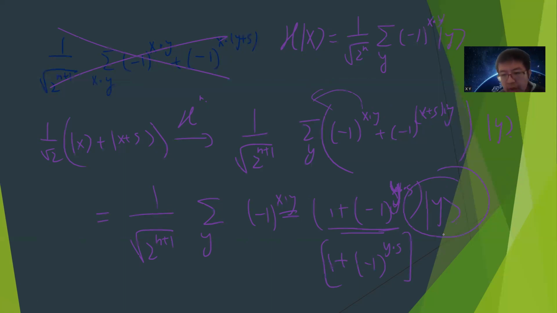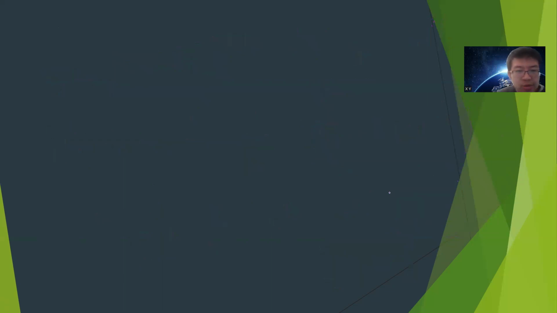Okay, so you will get y, right? But the y you get must satisfy y dot s is 0, because if y dot s is 1, then you will get 0. So any y you measure must satisfy y dot s is 0. Basically, simply speaking, the sum over i of y_i s_i, from 1 to n, is 0.